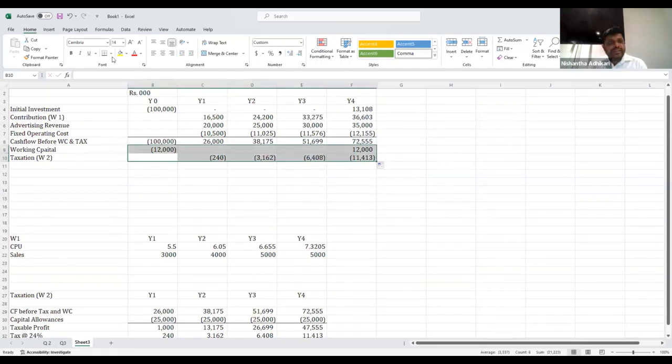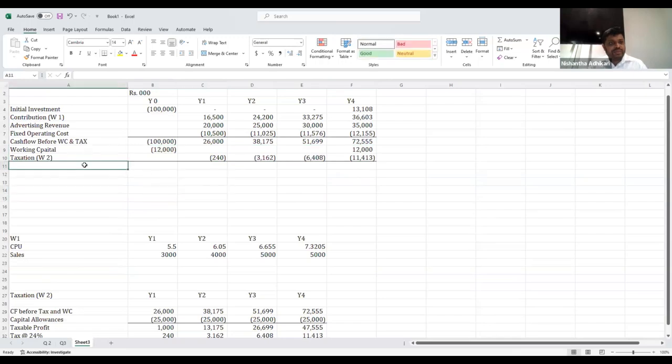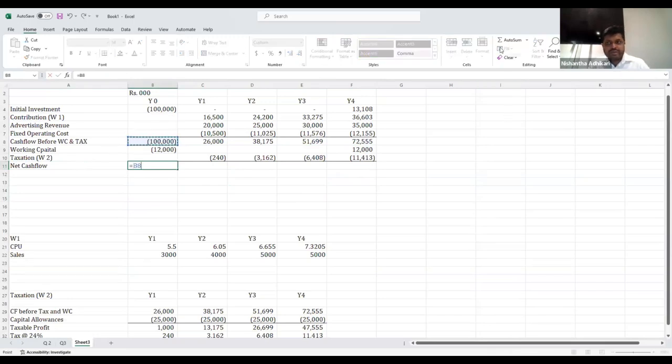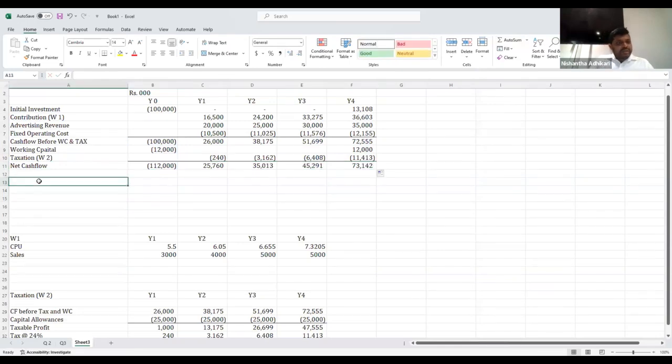Now you can take the net cash flow. Net cash flow. Discount factor. We have to have a working number three. Discount factor. We'll see.